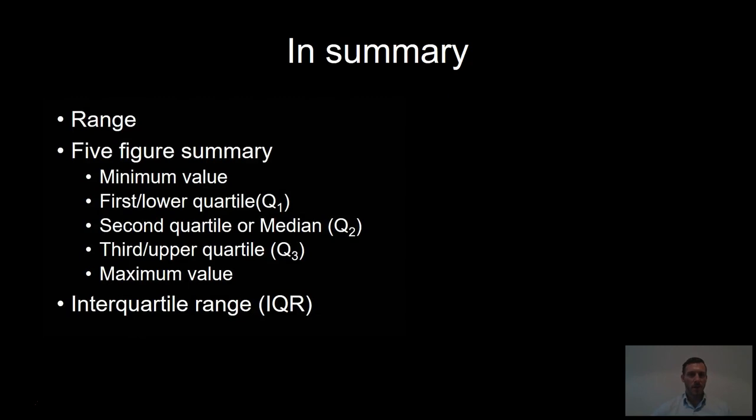In summary, in this video, we've had a look at the range, the 5-figure summary, including the minimum, first quartile, or lower quartile, median, third quartile, which is the upper quartile, the maximum value, and the interquartile range.